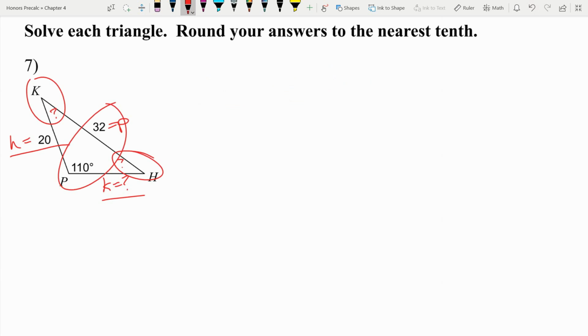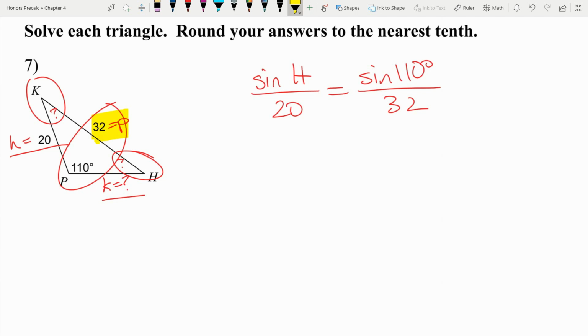One thing I know I have to use is P. If I wanted to find, let's say, what angle H is, I say, all right, sine of H over side H, this is law of sines, in case you didn't notice, that would be 20 for side H. And then the angle that I do know is sine of P, which is 110 degrees, and then side P is 32. If you're going to use law of sines, you have to have a pair that you know both of together, so a little p, big P. That leaves us with just one unknown here that I can solve for.